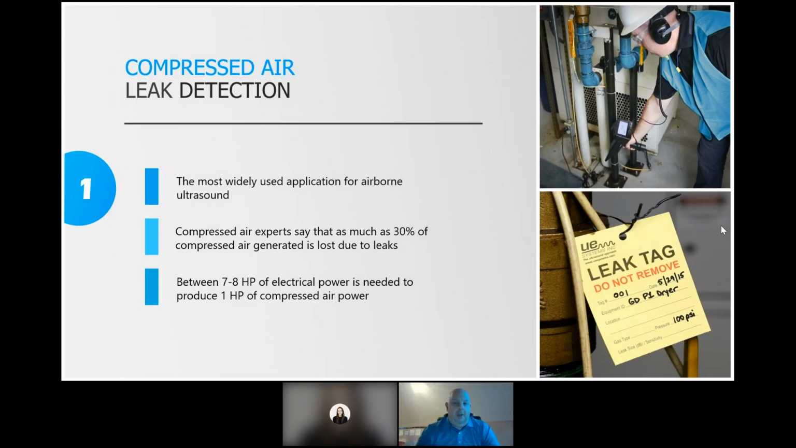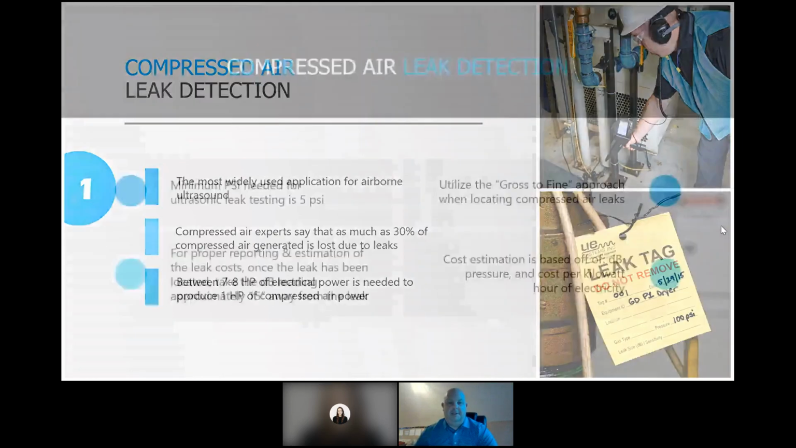So we can pretty well know that at a minimum, we're going to gain back at least 30% of our capacity on our compressed air system. And then for what it takes to produce it and what you get out of it, a lot of times compressed air can be considered the most expensive utility in a typical plant or factory. Because if you look here, between 7 to 8 horsepower of electrical power is needed to produce just 1 horsepower of compressed air power. So you see kind of how expensive compressed air is.